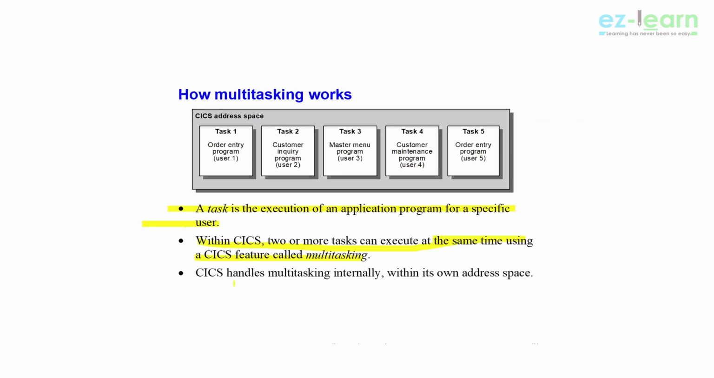Okay, so how is multitasking possible? For example, we have a transaction called ORD, or order entry, ORD1. If there are 100 people working in order entry, all 100 people on the business side will be coming to the office and logging on to the main transaction.